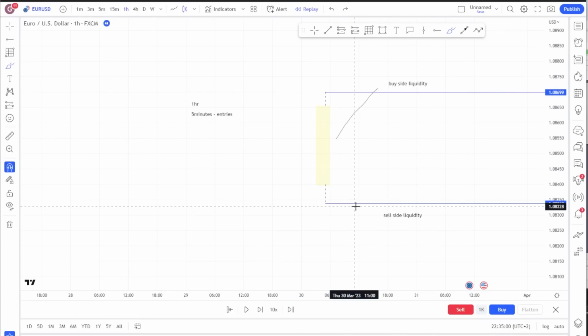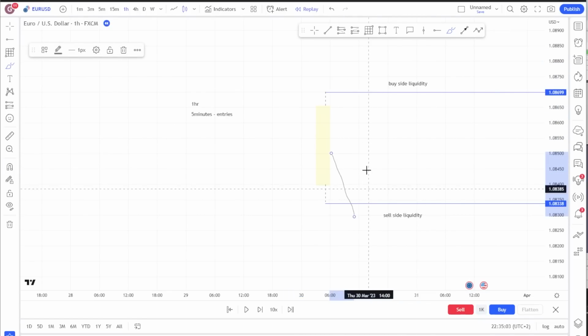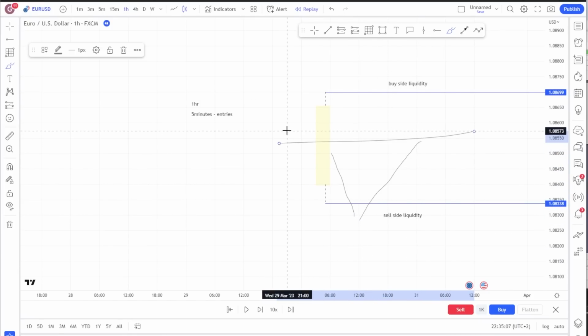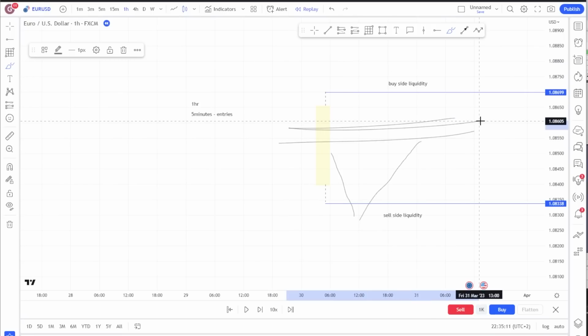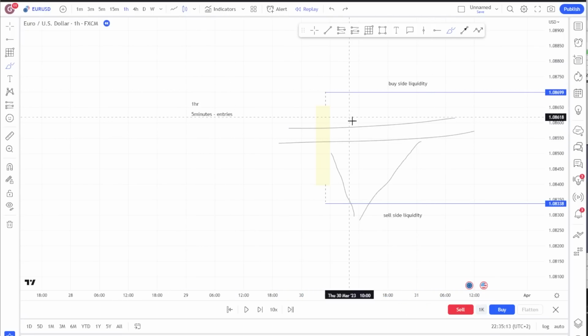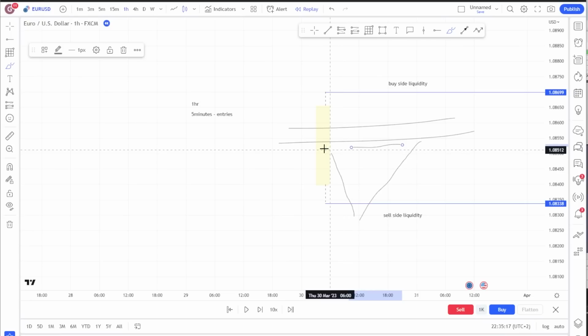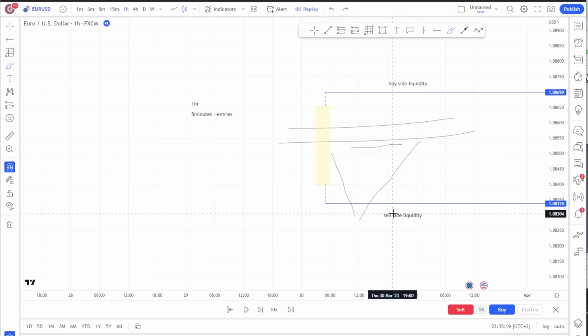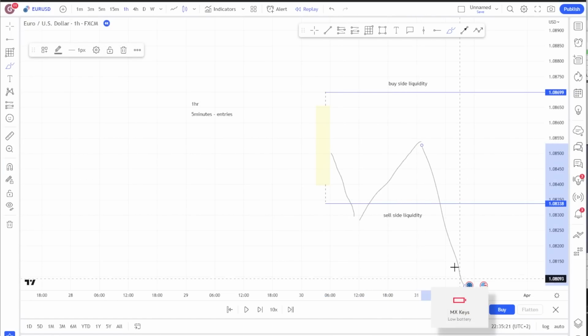And for sells, you're looking for sell side liquidity to be taken on this 1 hour order block, come back, tap into a lower time frame order block on the 5 minute where there is an imbalance. Okay, there has to be an imbalance before this order block, and then it will go.